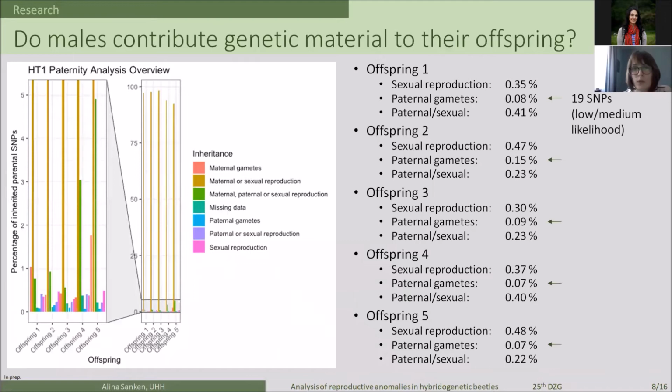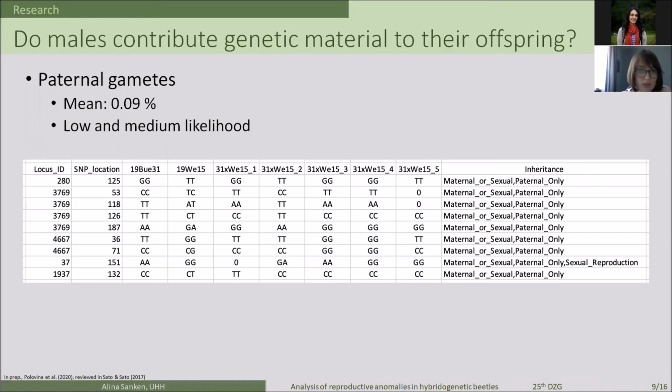Moving on, we have the paternal gametes. 19 SNPs were called in total for this inheritance type, with a low or medium likelihood, so not as secure as the sexual reproduction, meaning that a total of 0.09% of the SNPs were inherited solely from the father, and this is what it looks like.